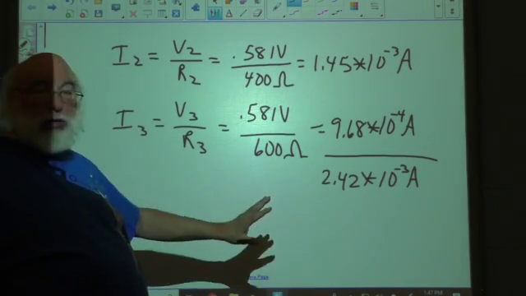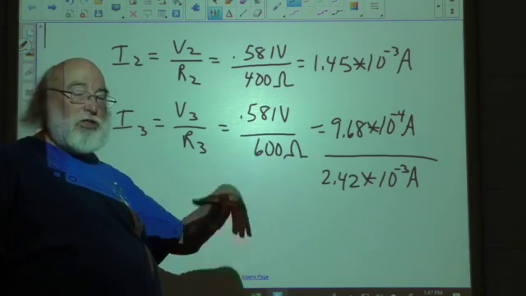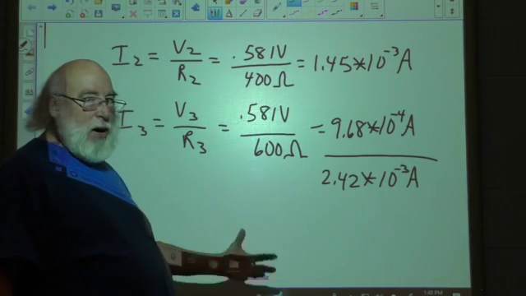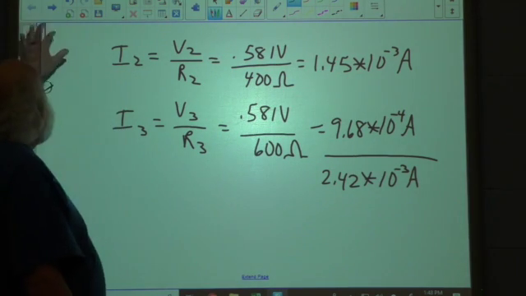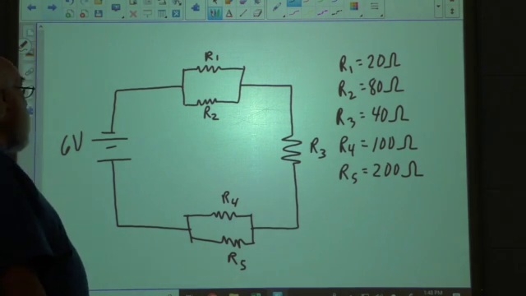So that's how you do a combined circuit. Change it into series, deal with all the calculations involving series, and then go back and deal with the parallelity that are involved in it. So let's do one more. Make sure we got this down.